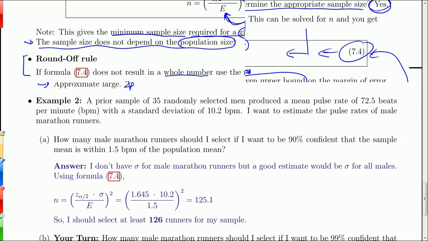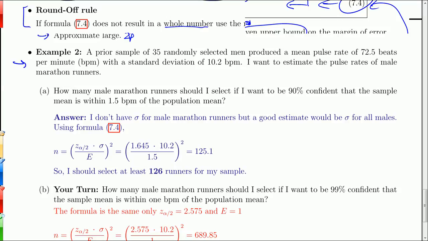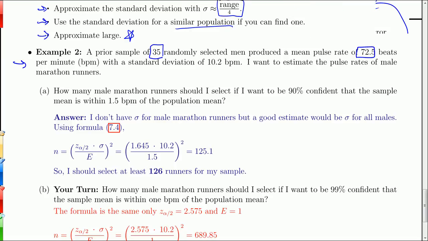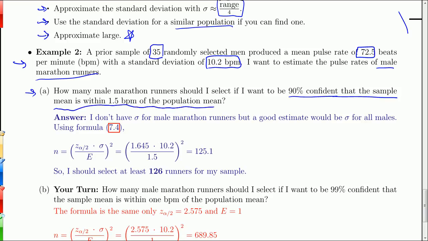Okay, so let's look at an example about calculating a sample size. And it's sort of a continuation of example 1. In a prior sample of 35 randomly selected men, we had a mean pulse rate of 72.5 beats per minute, and the standard deviation of the population was 10.2. I want to estimate the pulse rates of male marathon runners. How many marathon runners should I select if I want to be 90% confident that the sample mean is within 1.5 beats per minute of the population mean?